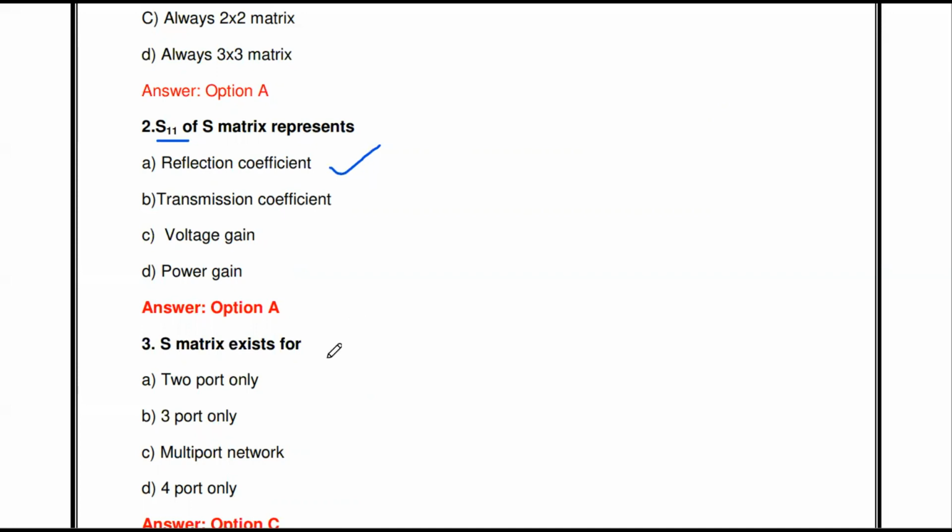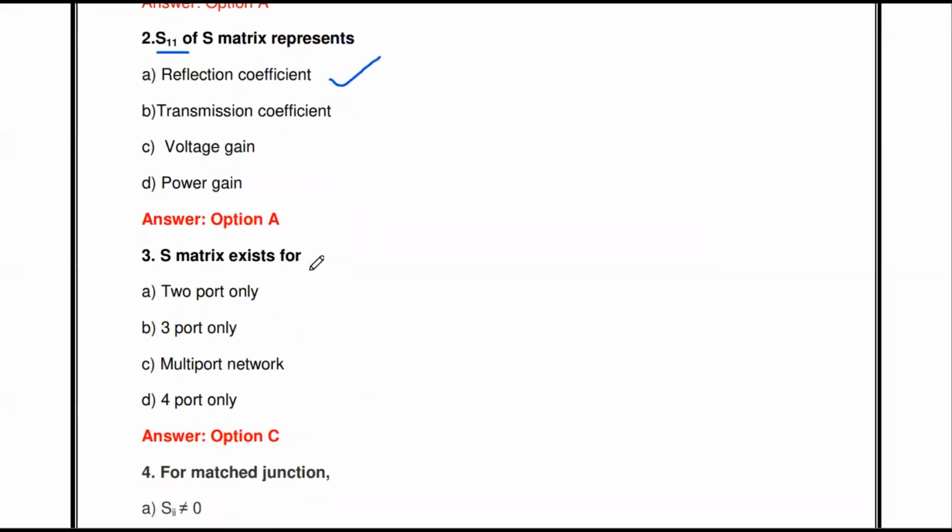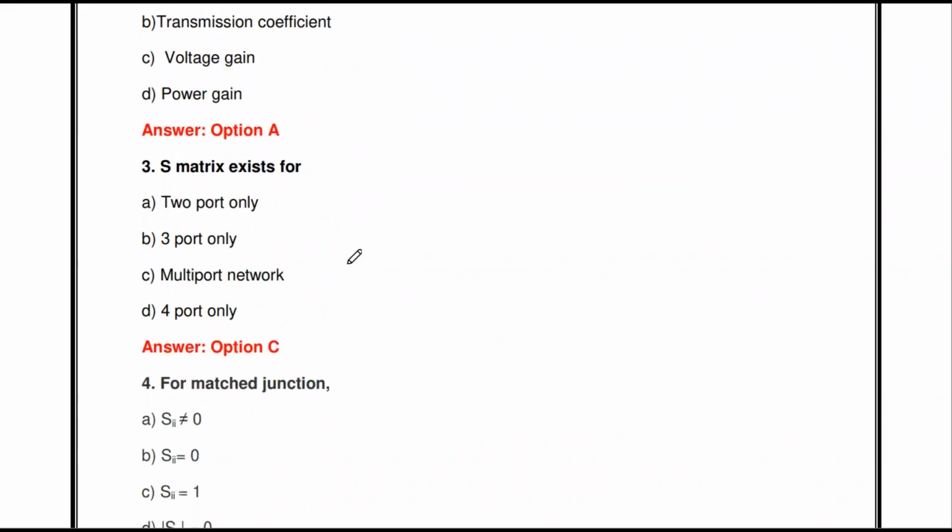Then the next one: the S matrix exists for dash. The choices are 2-port network, 3-port only, multi-port network, 4-port only. The S matrix exists for any number of ports. If it is a 2-port network, there is a 2 by 2 S matrix. If it is a 3-port network, a 3 by 3 S matrix. Similarly, the S matrix exists for multi-port networks, so for any n-port network we can apply this S matrix.